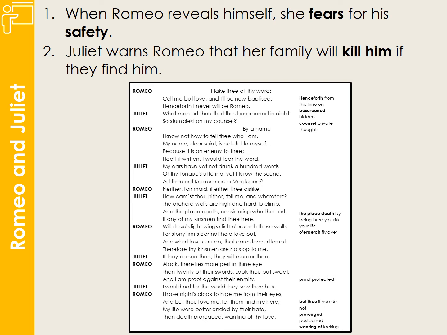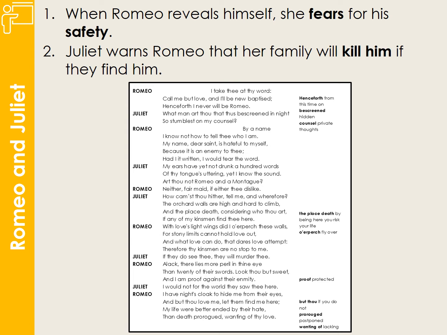So basically he's saying here that first of all, he's in the dark. So he says, they can't see me because I'm in the dark. But if you love me, Juliet, let them find me. So he's basically taunting them, taunting fate, saying, let them find me, because he were better off dead than wanting of her love.